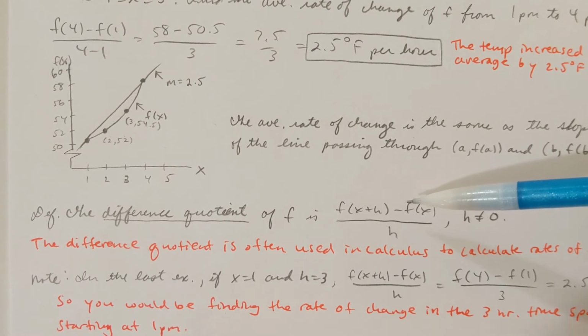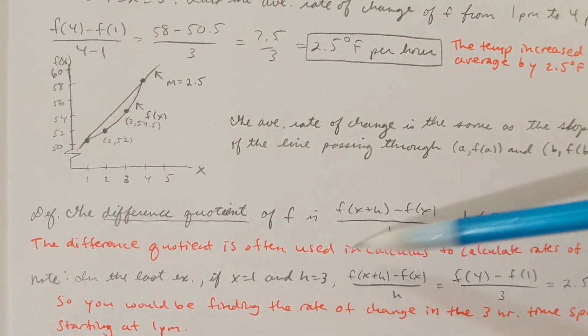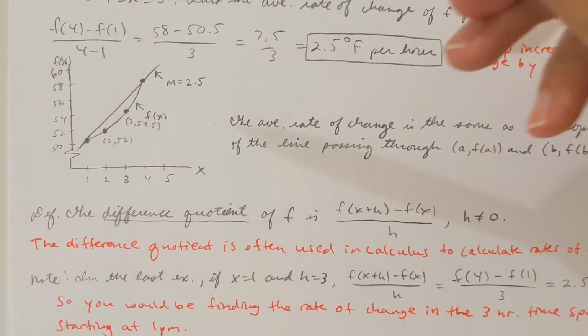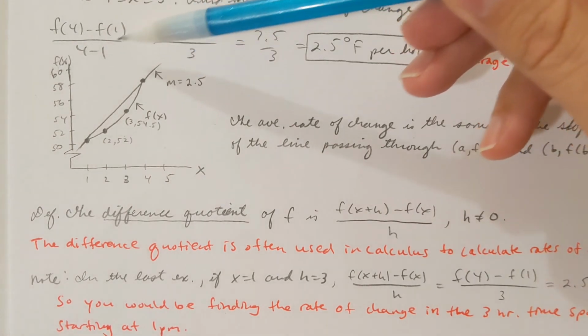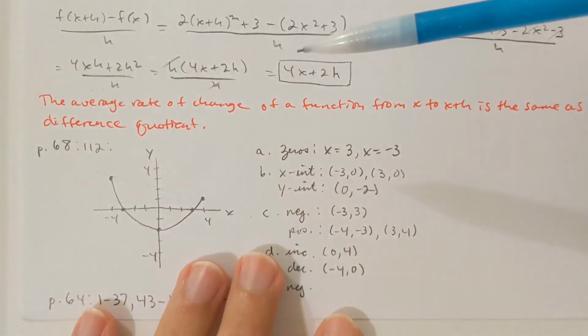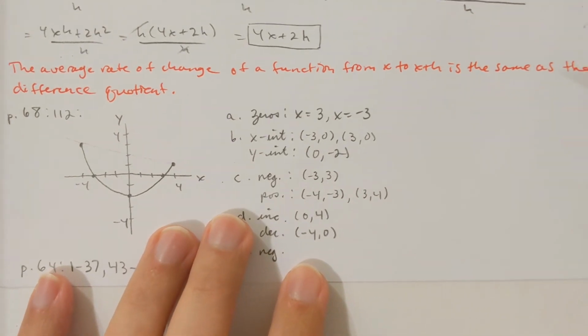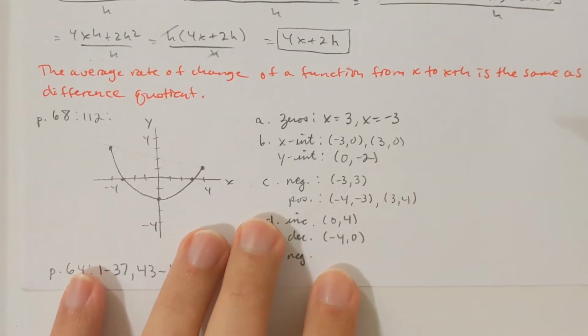Okay, so check it out. If x is 1 and h is 3, I get f of 4, and then minus f of 1 all over 3. F of 4 minus f of 1 all over 3. Okay, so the average rate of change of a function from x to x plus h is the same as the difference quotient.